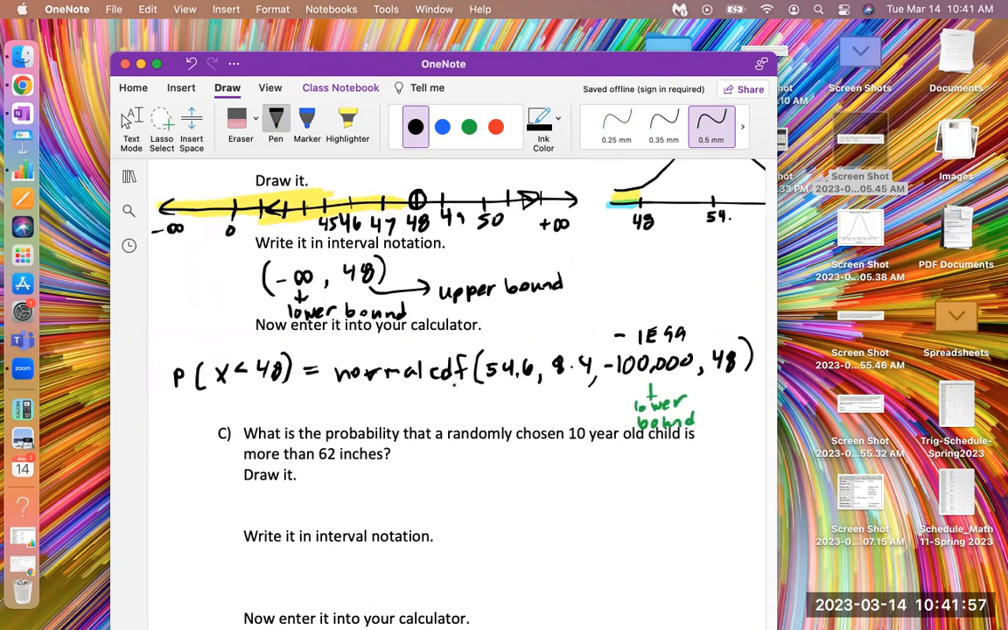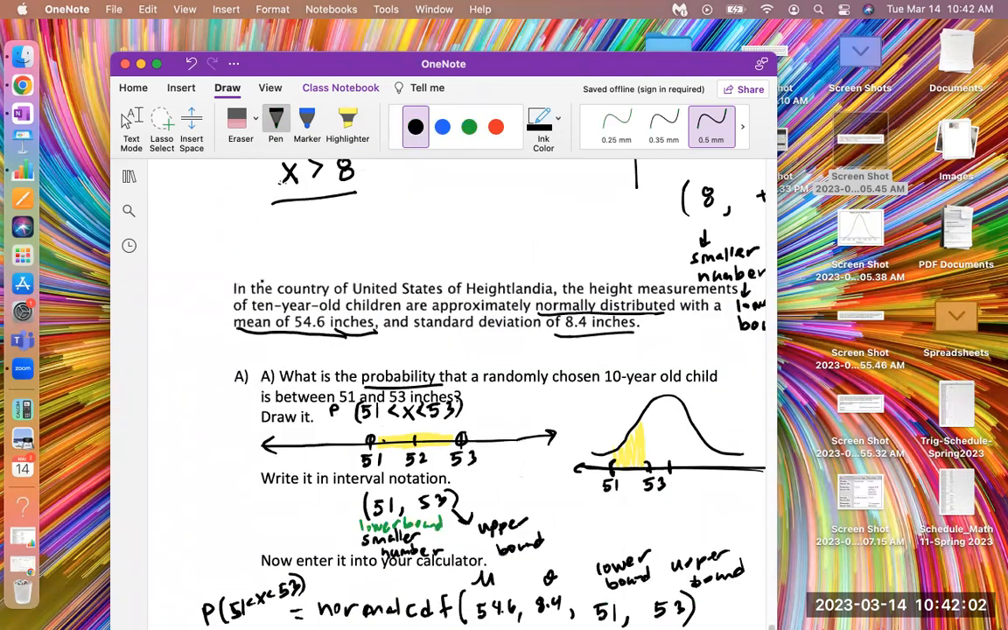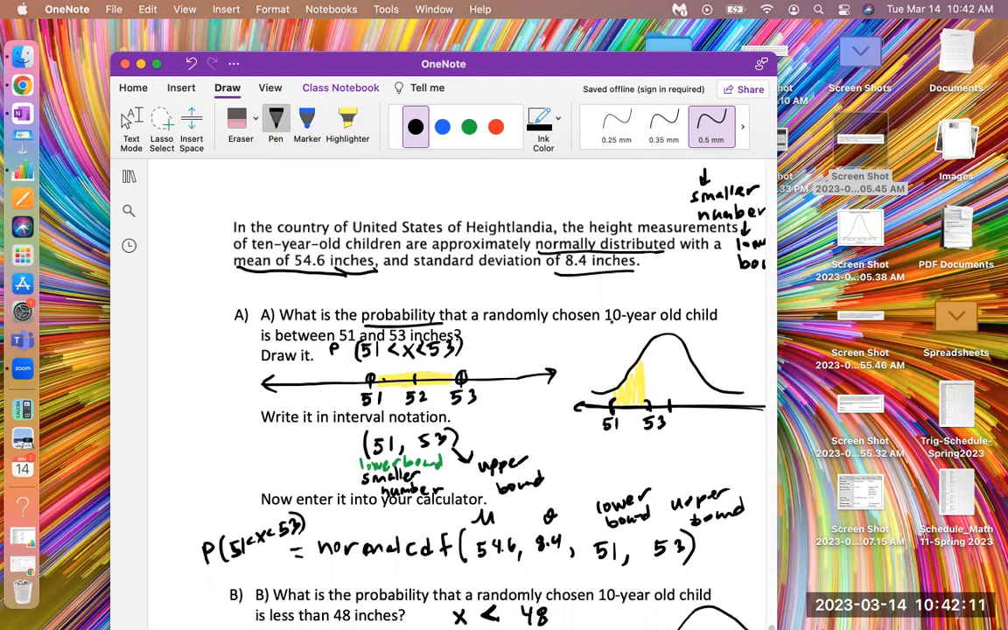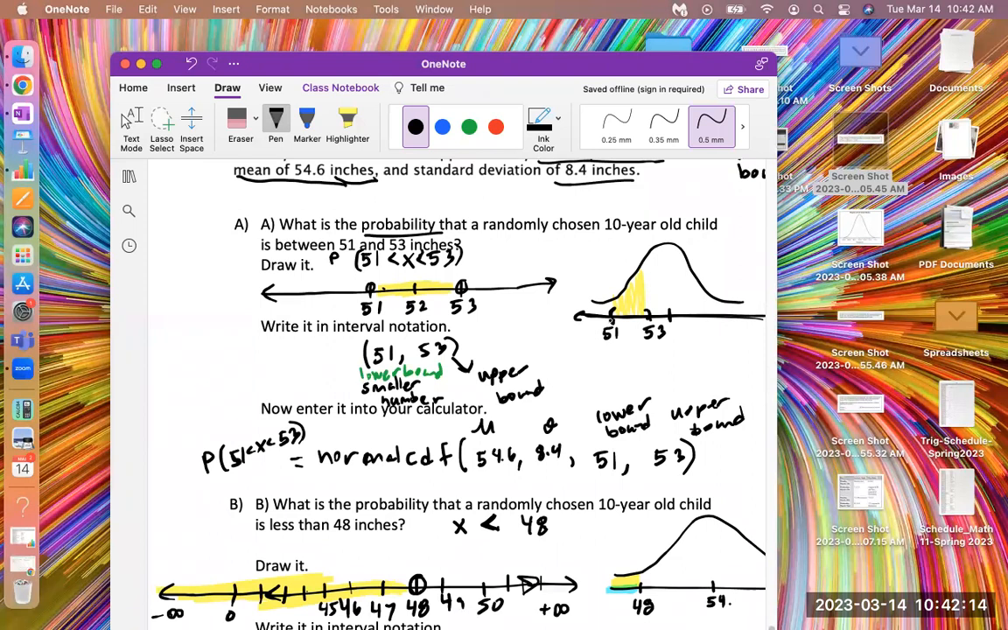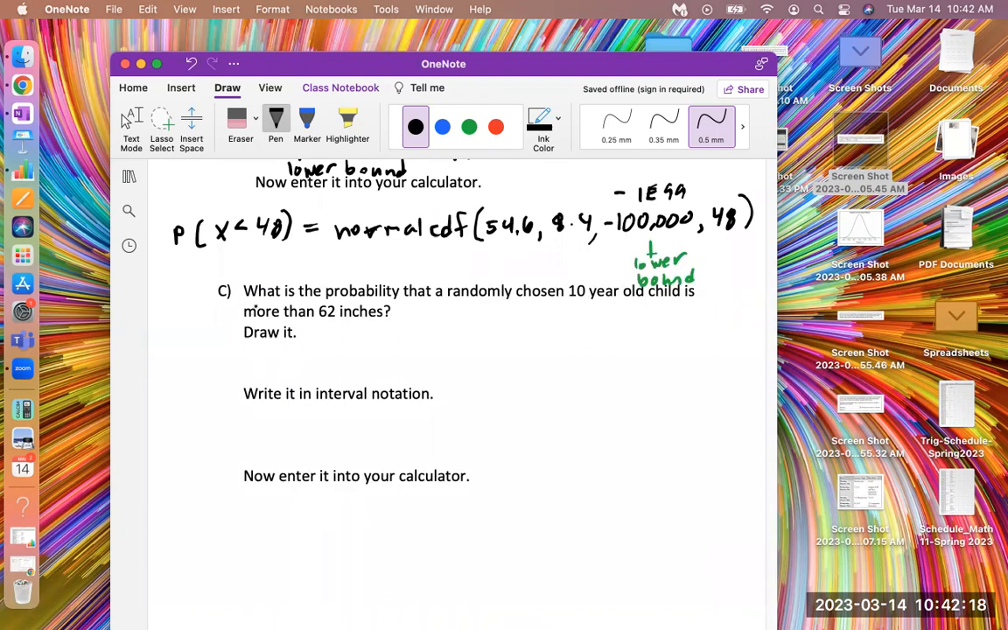All right, one more problem, and then we're done. We're doing the same situation where the heights of male 10-year-old children are approximately normally distributed with a mean of 54.6 inches and 8.4 inches as the standard deviation. I probably said that wrong, sorry. But anyways, that's the basic information for all these questions. And then they ask, what is the probability that a randomly chosen 10-year-old child is more than 62 inches? So how do I write that mathematically, in shorthand?